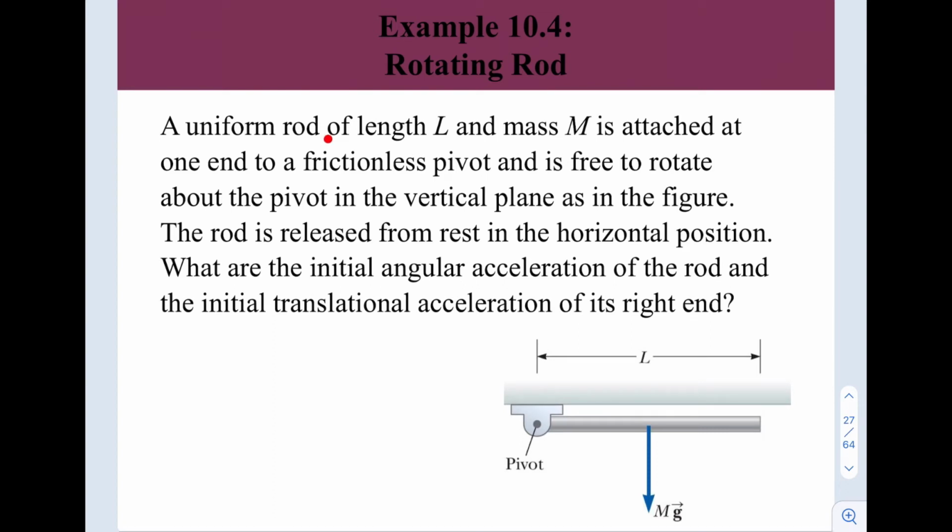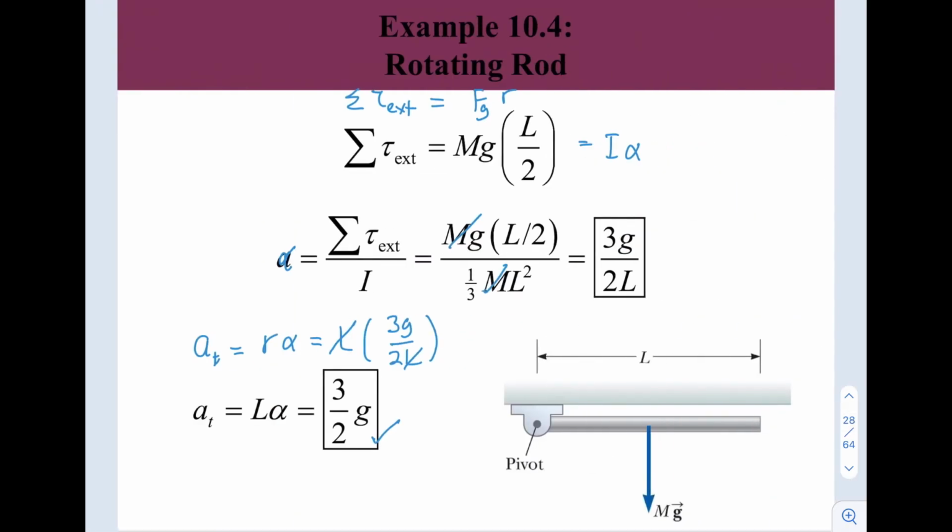Example 10.4, rotating rod. A uniform rod of length L and mass M is attached at one end to a frictionless pivot and is free to rotate about the pivot in the vertical plane as in the figure. The rod is released from rest in the horizontal position. What are the initial angular acceleration of the rod and the initial translational acceleration of its right end? So this is our pivot, this is the length of the rod, and this is the weight of it at the center of it.